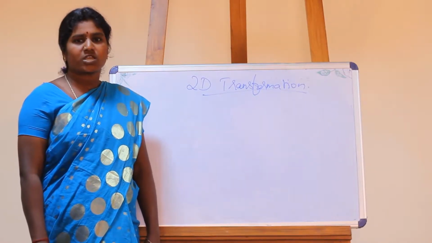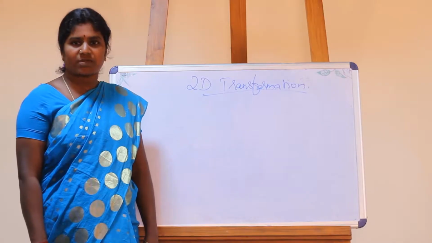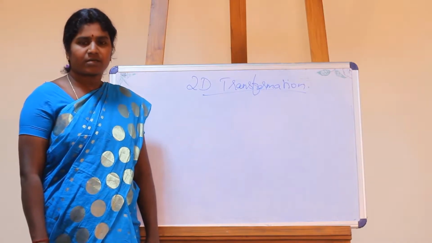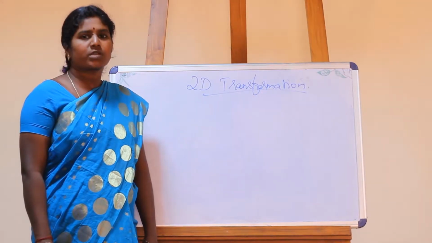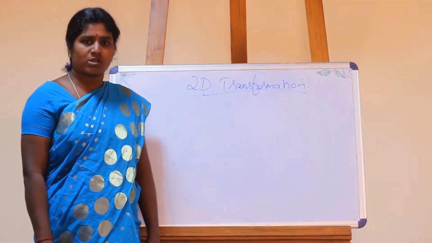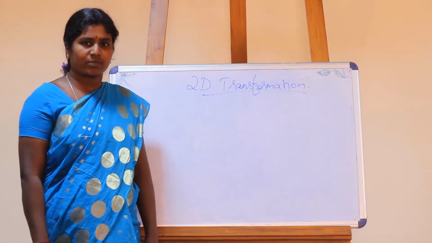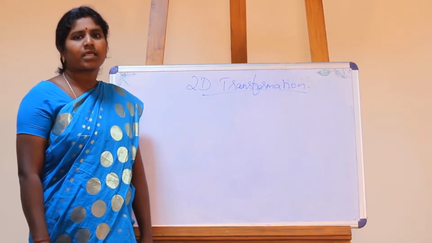Today we are going to see about the topic two-dimensional transformations. First of all, what are 2D and 3D objects? 2D means only x and y coordinate values are defined. 3D means x, y and depth values are defined.